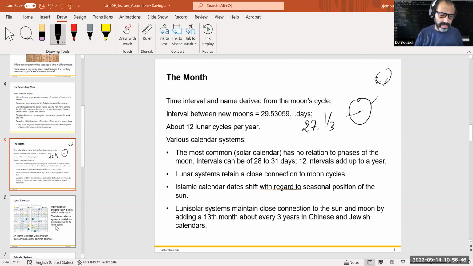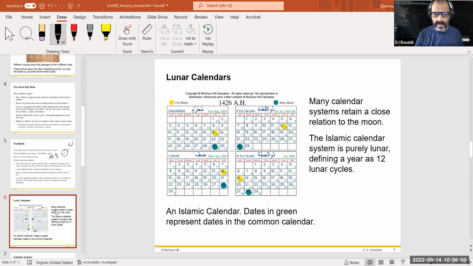As I was saying before, the month, in some cultures, they use completely the moon. This is the lunar calendar according to the Islamic calendar, and this is from the year 1426, which would correspond to 1995 or something like that.